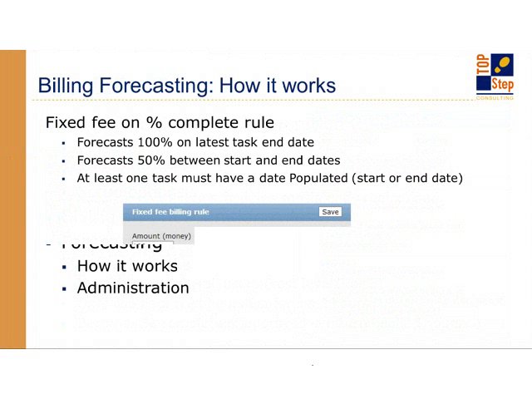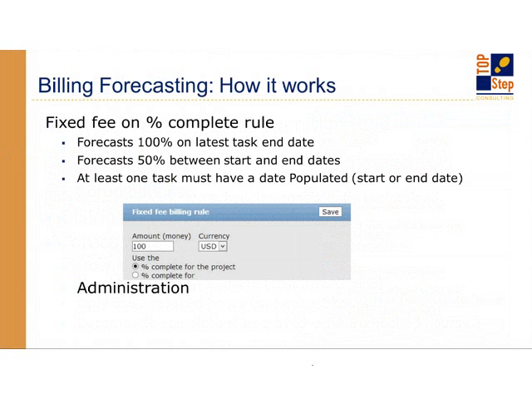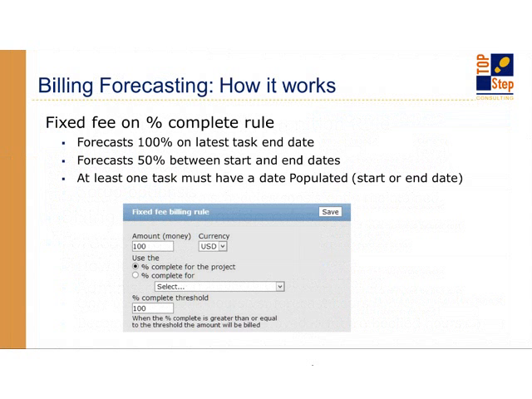We just have a 100% complete billing rule. How do we forecast that? Maybe not how you think. Remember, we haven't defined a date in this rule. It just says when the task is 100% complete or when the project is. So what does it do? It looks at the latest task end date. If you're doing it on task, or if you're doing percent complete for the project, it looks at the last date in the project on any task, and it says that's when you're going to be 100% complete. I'll forecast it all on that date.